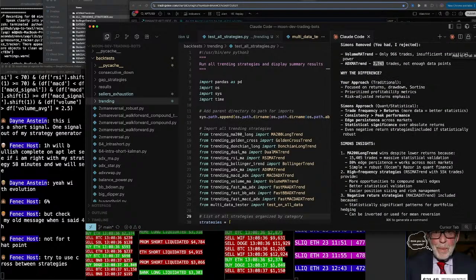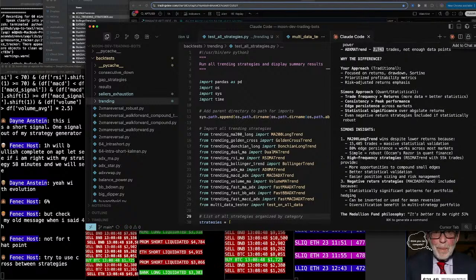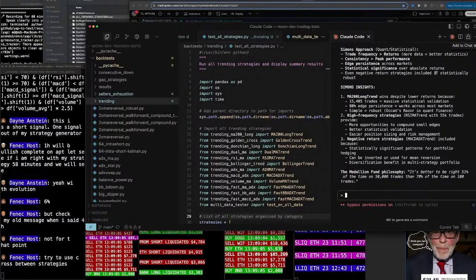So why the difference? Your approach is traditional, focused on returns, drawdown, Sortino, prioritizing profitability metrics and risk-adjusted returns. Simons' approach, the quant statistical one, puts trade frequency over returns. More data equals better statistics. Okay, that's fair. Consistency over peak performance. Edge persistence across markets, statistical significance over absolute returns, even negative return strategies included if statistically robust. But why?